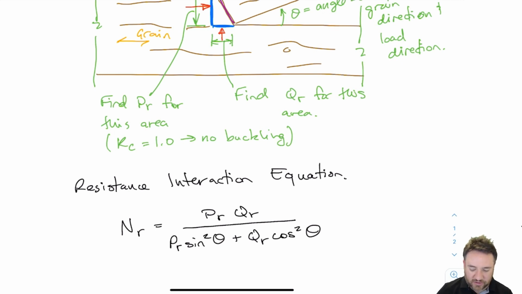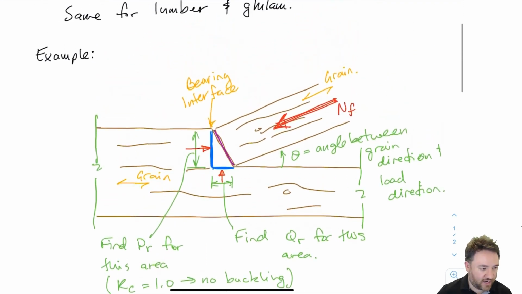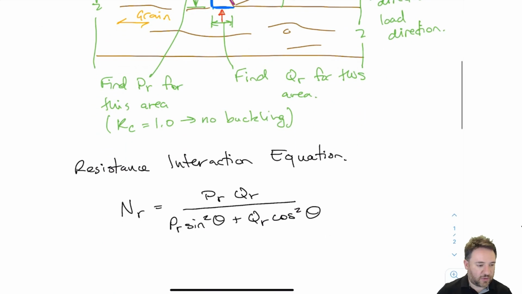We already know how to calculate PR and QR. So all we have to do is make sure that we're using the correct areas, which are the pieces shown here in blue. I'm going to use those correct areas to calculate PR and QR, put them into the interaction equation, and then I'm done. So next we're going to do an example to show how this works.